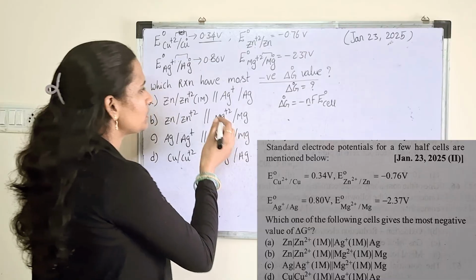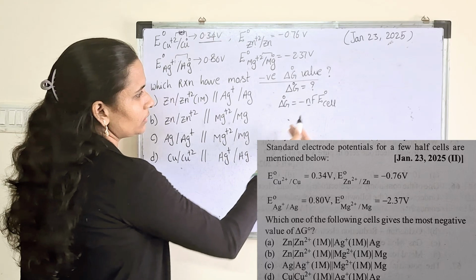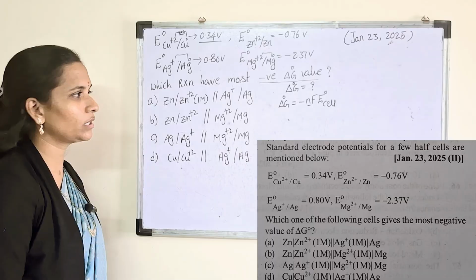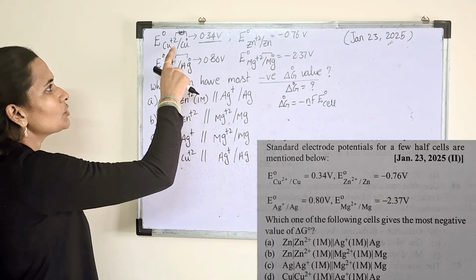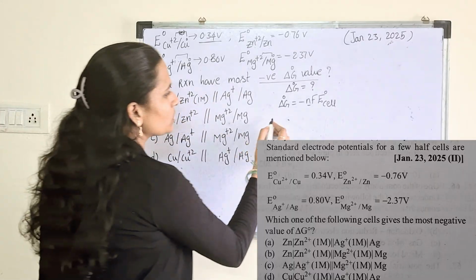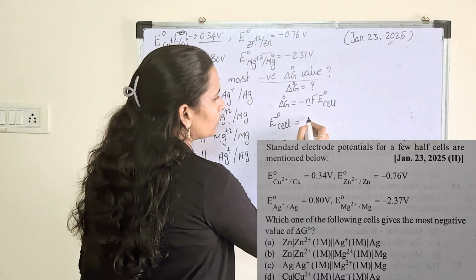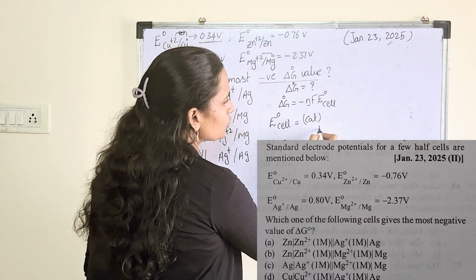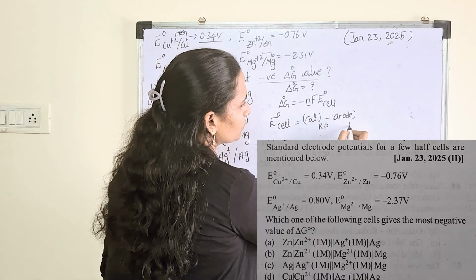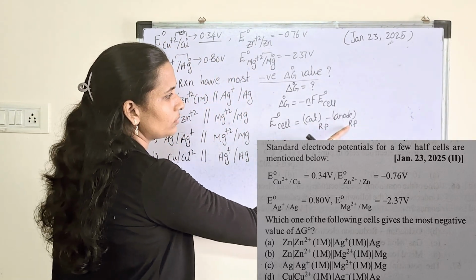Here n is the number of electrons involved in the reaction, which we can calculate; F is Faraday's constant; and this is the E naught cell. For each and every reaction we have to calculate the E naught cell, but they have given only each ion's reduction potential value. So first we have to calculate the total cell potential. How do we calculate the cell potential? E naught cell equals cathode reduction potential minus anode reduction potential. This is the formula of E naught cell.